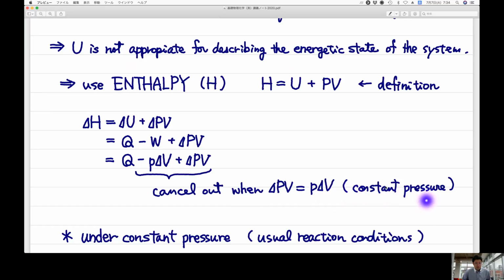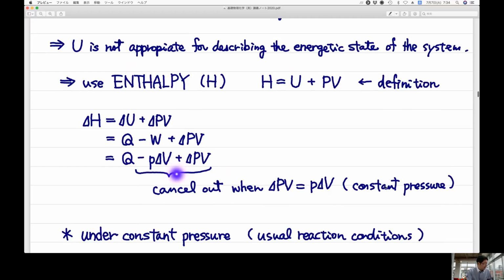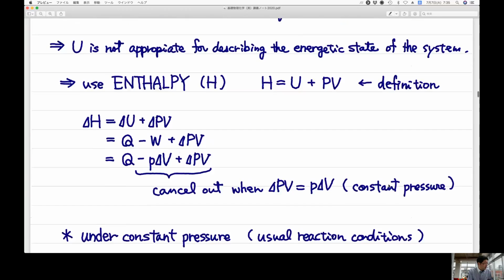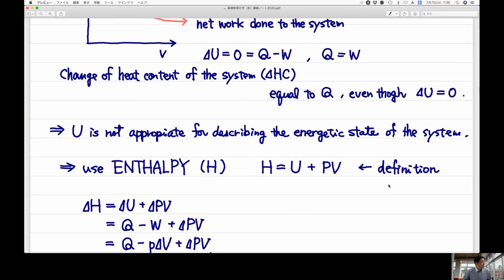Under constant pressure, actually this equation is true. That means this part can be removed from this equation. Then we can obtain this equation, delta H equals Q. Importantly, under constant pressure, this equation is always true. And then delta H is the change of the heat content of the system.